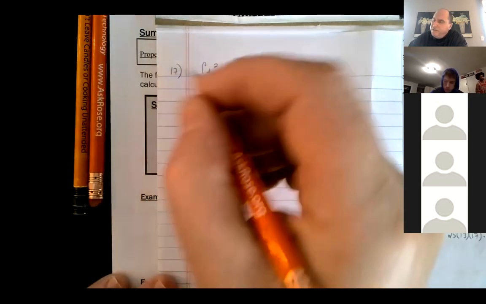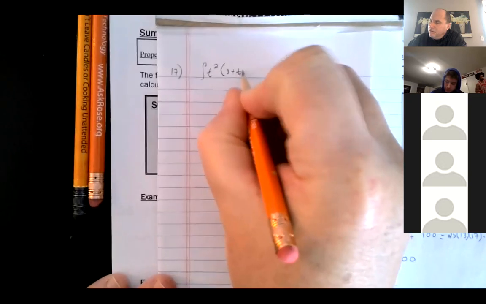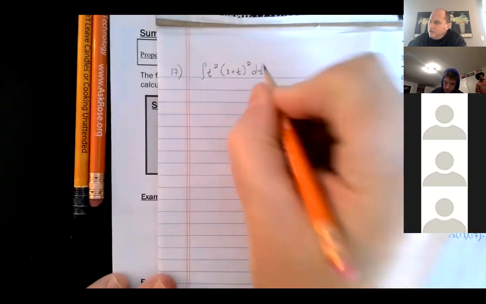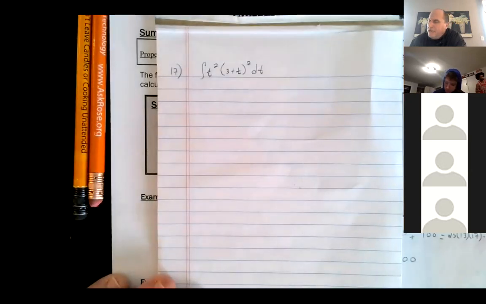So really, we're just going to expand this out so that it's in polynomial form so I can do power rule. There will be another way to do this down the road. It involves what we call a U substitution. I'm not teaching you that yet. We'll get into that in section 5 of this chapter, actually.